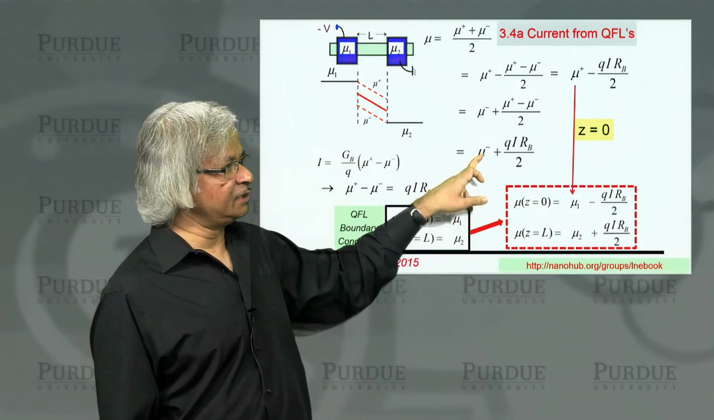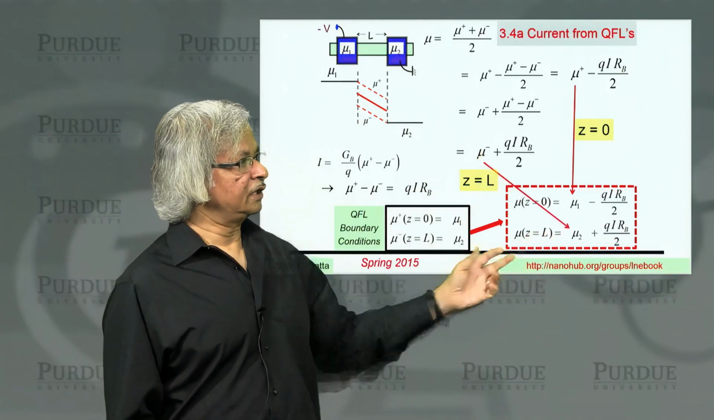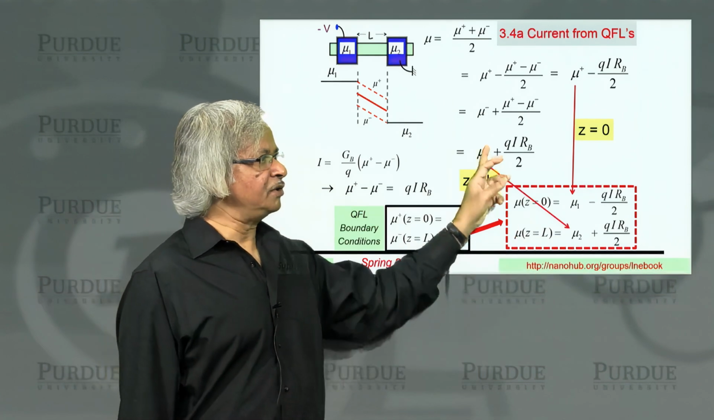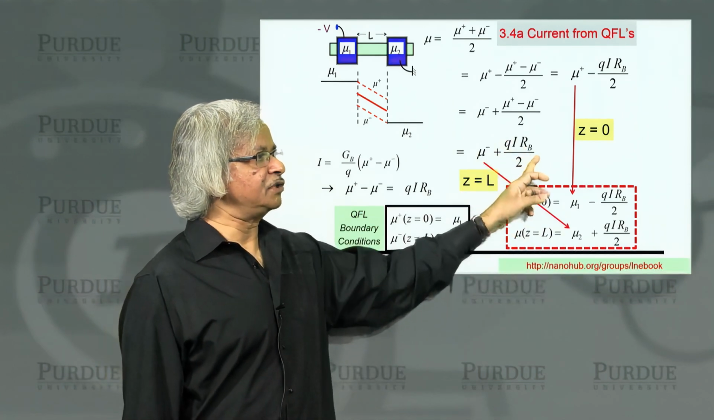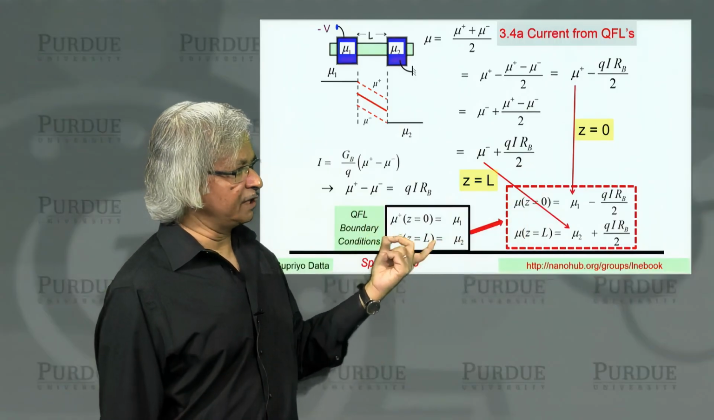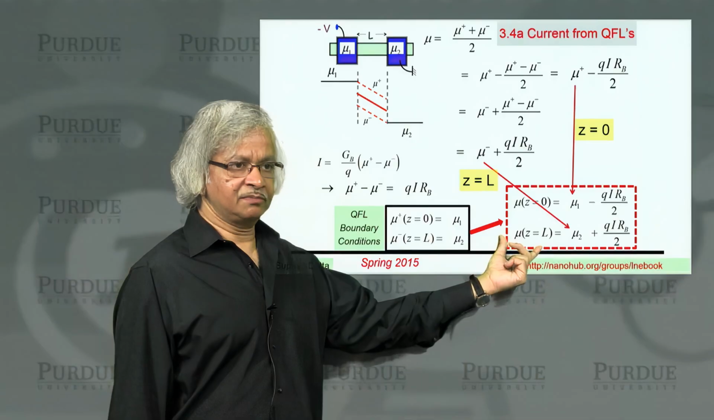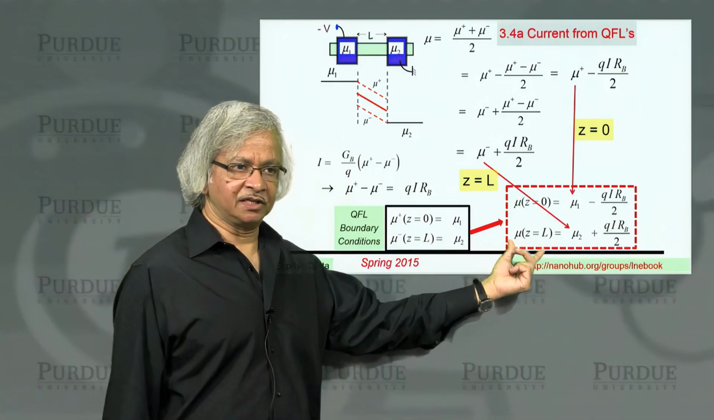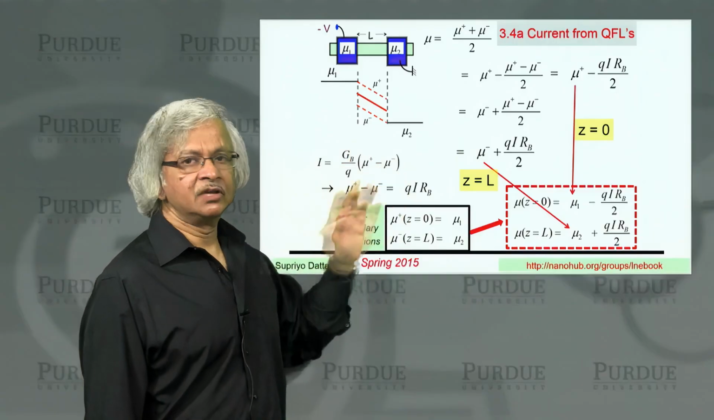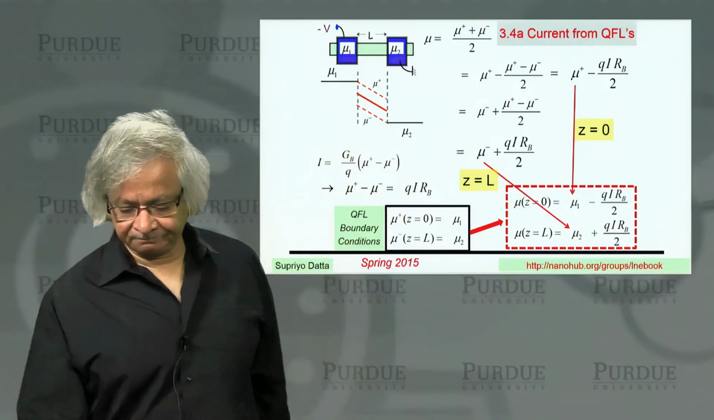Why? Because at z equals L, mu minus is mu 2, according to the second quasi-Fermi level boundary condition. So mu minus is mu 2, and then the plus qI R_B over 2. So done. Main point is what we obtained in the last lecture gives you these boundary conditions that we discussed in an earlier lecture, as long as you accept this relation. So what we want to do next is talk about where this comes from.